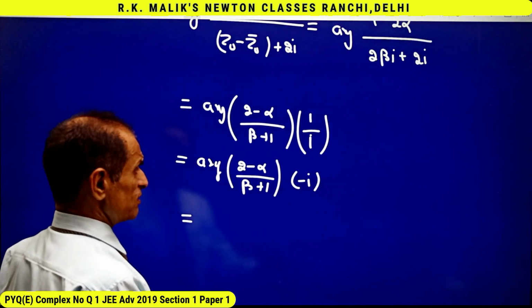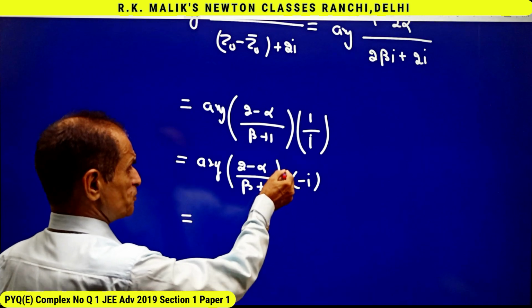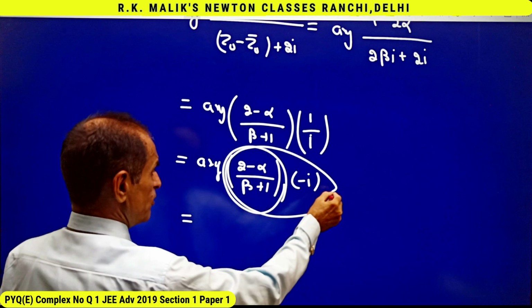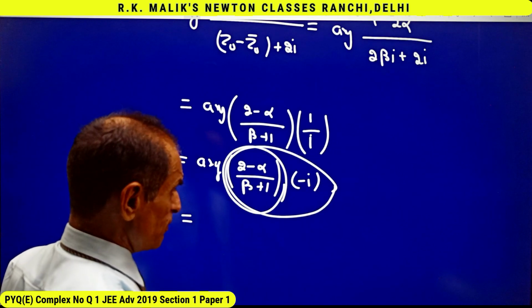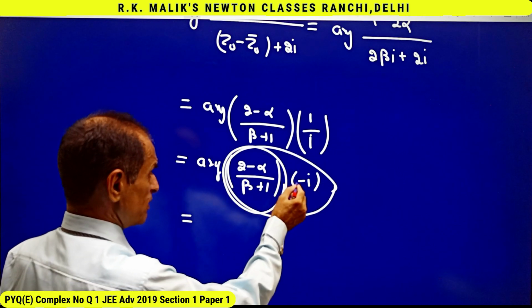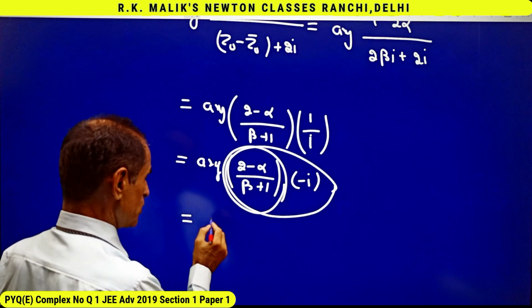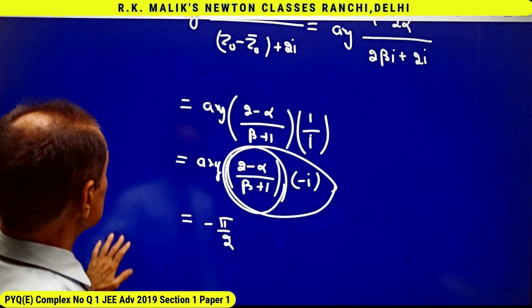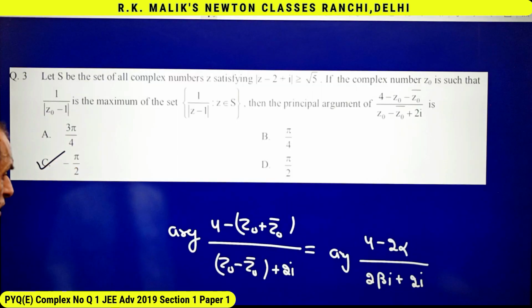Now it is clear that this being a positive number, hence I can say this is a purely imaginary number with imaginary part negative. Hence the argument of this will become minus pi by 2. Hence I can say C is the correct choice.